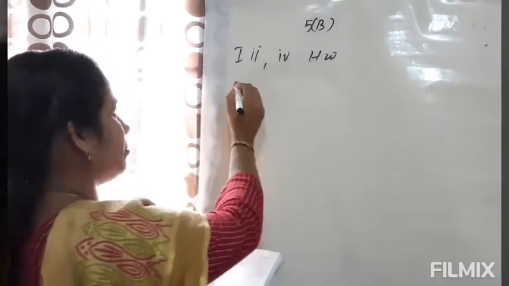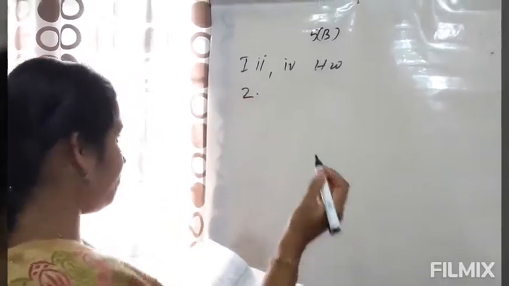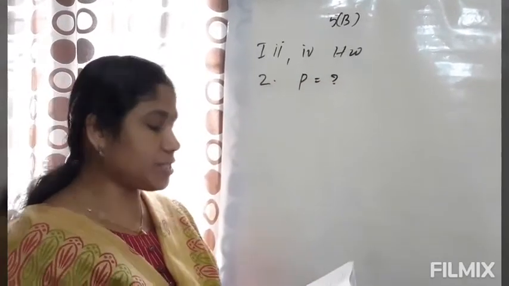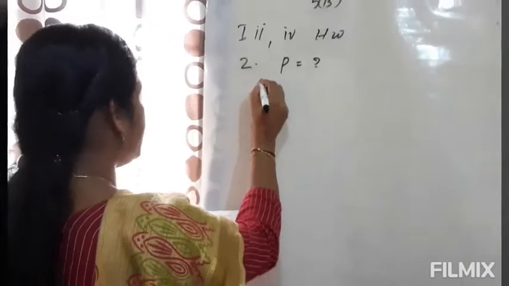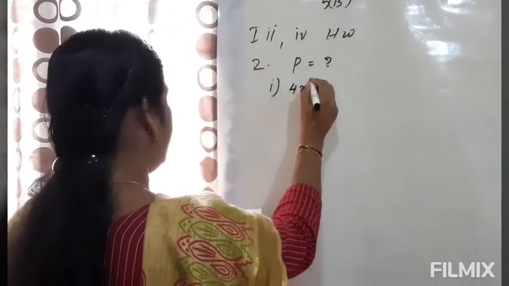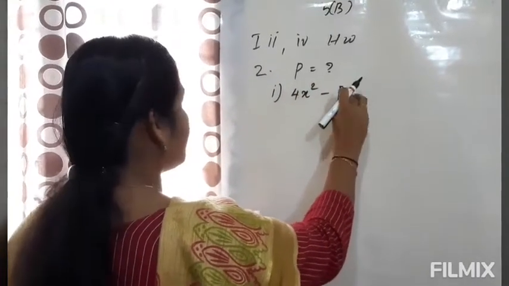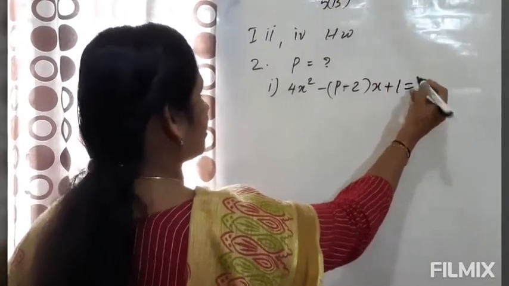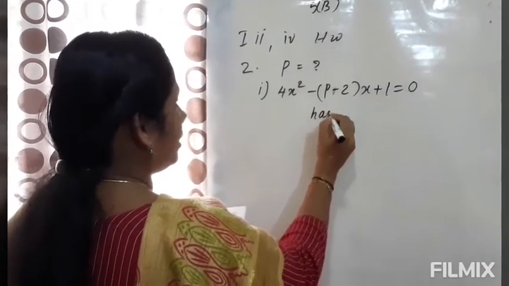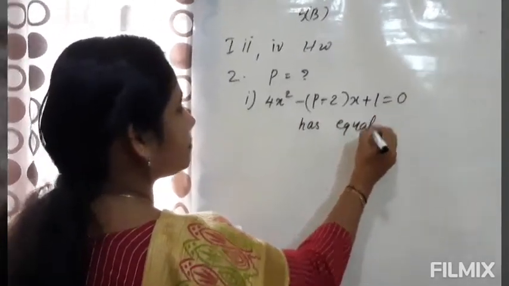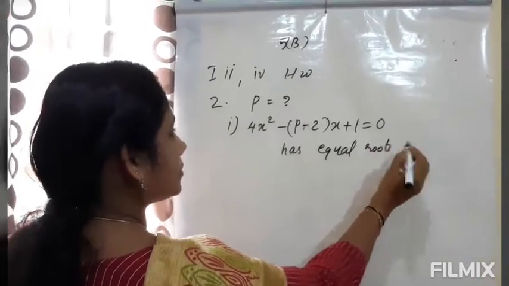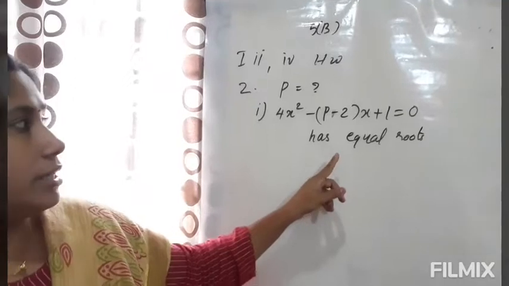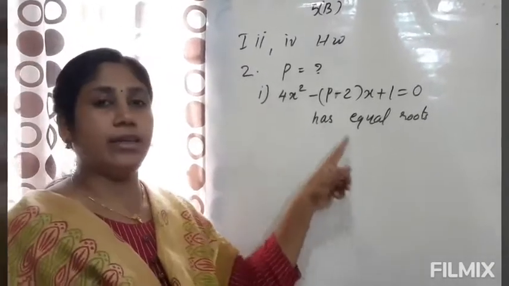Now, let us solve question number 2. Find the value of p if the following quadratic equations have equal roots. First question. 4x square minus (p minus 2) into x plus 1 equal to 0 has equal roots. That is given in the question. It is given that the quadratic equation has equal roots.